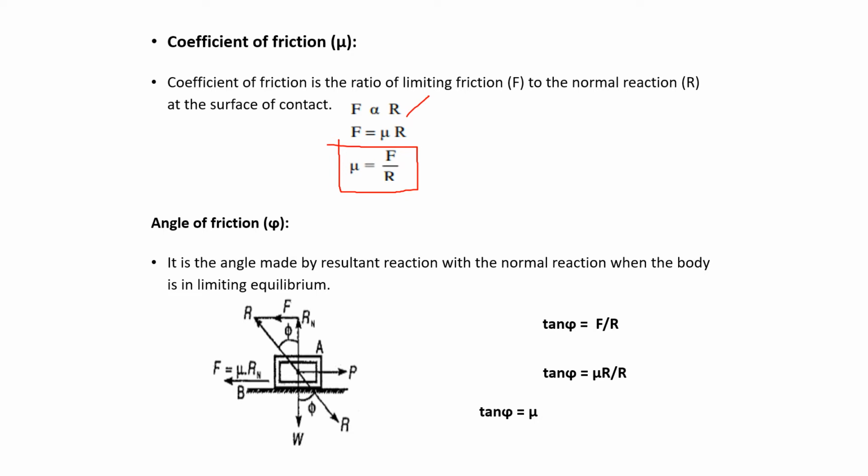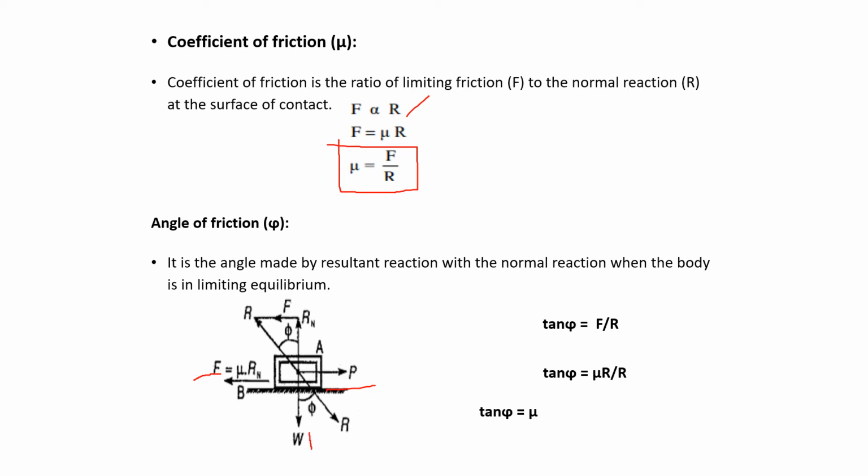Consider a body of weight W resting on a rough horizontal surface, as we can see in this figure. P is the horizontal force required to move the body towards the right. Then limiting friction acts in the opposite direction, that is, towards left.